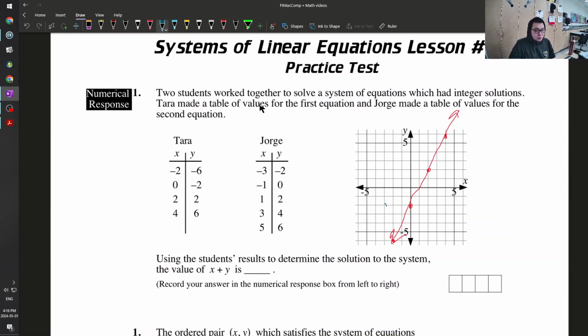(-3, -2), (-1, 0), (1, 2), and then (3, 4), and lastly (5, 6). Connect these lines. And we can see that these two meet at one point. What is that point? That point is (3, 4). So x is 3, y is 4. 3 plus 4 is equal to 7.